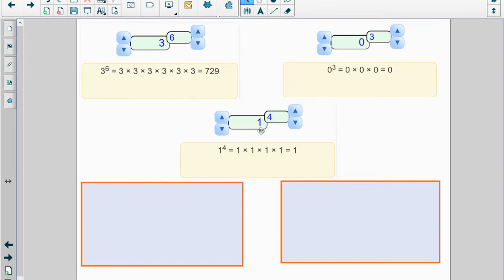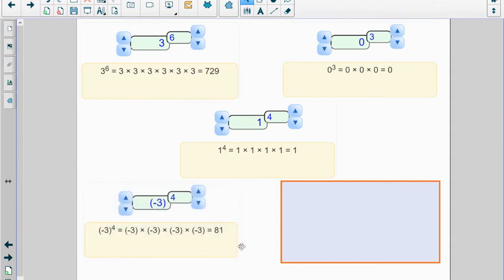Now, when we multiply with the base of 1, we're just showing that we're multiplying 1 together 4 times, 1 times 1 times 1 times 1, which is still just 1. So those are a couple of unique situations where using a base of 0 and a base of 1 is a little special, I guess, for exponents.